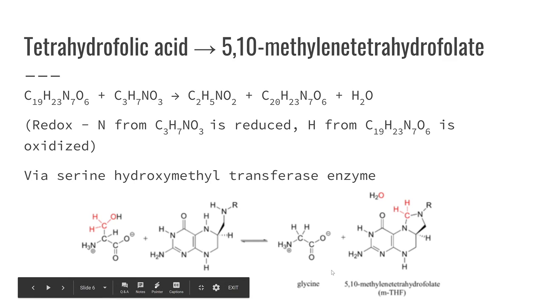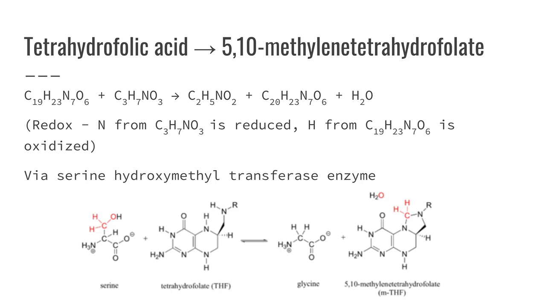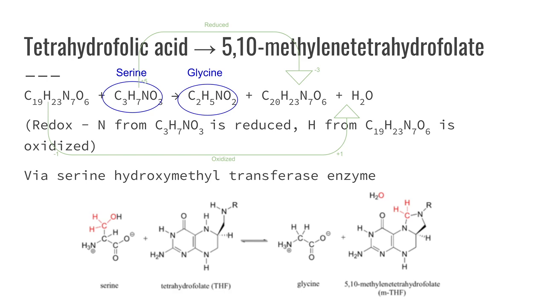Once tetrahydrofolic acid is produced by the DHFR enzyme, it is made into 5,10-methylene tetrahydrofolate by reacting with the amino acid serine. This reaction is catalyzed by the serine hydroxymethyltransferase enzyme. Products of the reaction include glycine, which is another amino acid, and water. The nitrogen from the tetrahydrofolic acid is reduced, going from a positive 5 charge to only a negative 3 charge in glycine. The hydrogen from the serine is oxidized, going from a negative 1 charge to a positive 1 charge in water.